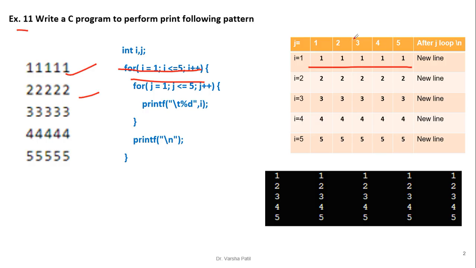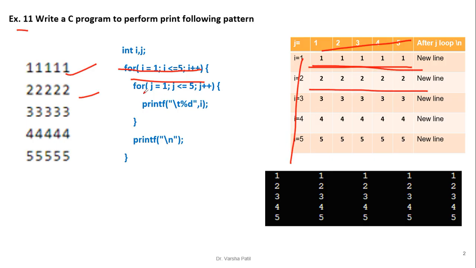Now we will see how the nested loop works. In my previous video I have already explained in detail how nested loop works, so I am not repeating it again and again. Now here i is 1 and j is 1, 2, 3, 4, 5. So this is the outer loop and this is the inner loop. When i equals 1, j goes from 1 to 5. Now here we can see that when i is 1 we have to print all ones, when i is 2 we have to print all twos.